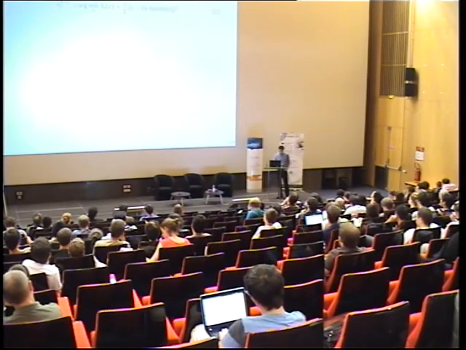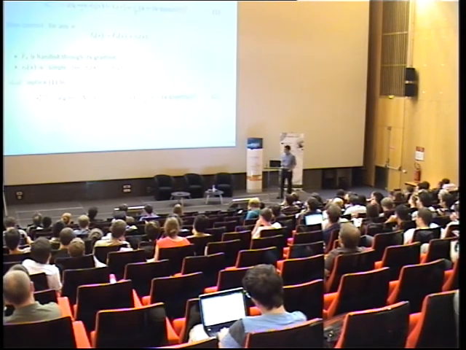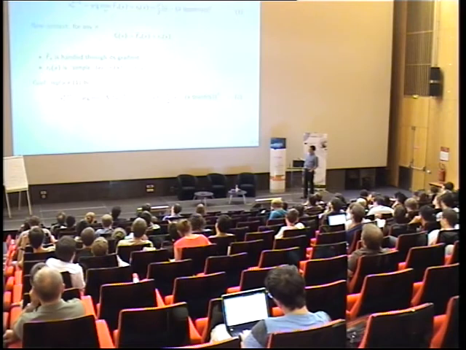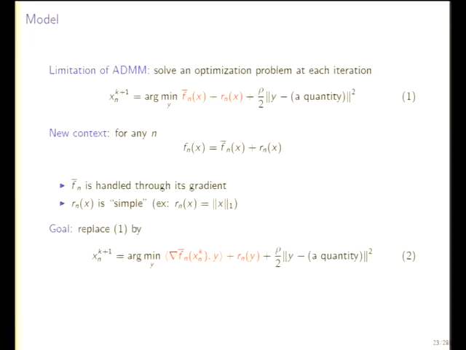So in order to bridge the gap between these two methods, what we would like to do is to provide ourselves with a new model where this function fn is actually the sum of two functions, a function fn bar and a function r, where fn bar is the complicated function. It is the data fitting term, typically. This term can be handled only through the computation of its gradient, whereas the term r(x) here is supposed to be simple. For instance, we can select r to be equal to 0, or to be equal to the L1 norm, typically.